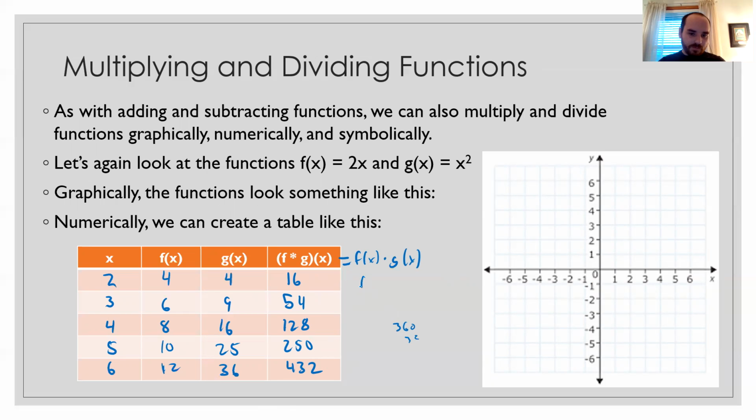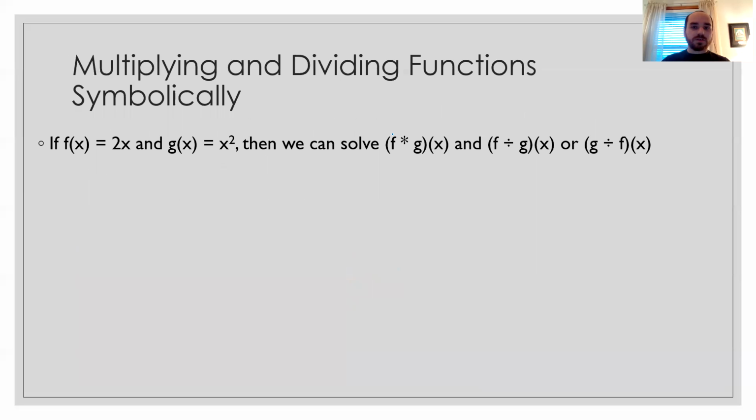We could also do f divided by g of x for all of these. So in this case, you would have 4 divided by 4, that'd give you 1. 6 divided by 9, 2/3. 8 divided by 16, that'd be 1/2. 10 divided by 25 would be 2/5. 12 over 36 is 1/3. And then you could also do g divided by f, which in this case would give you 1, 1.5, 2, 2.5, and then 3. It's kind of interesting, actually, that relationship. But anyway, multiplying and dividing, again, are not too terribly difficult.